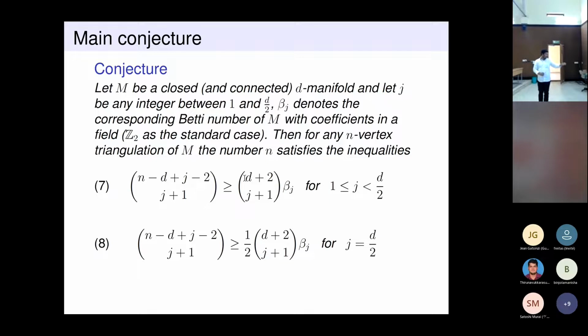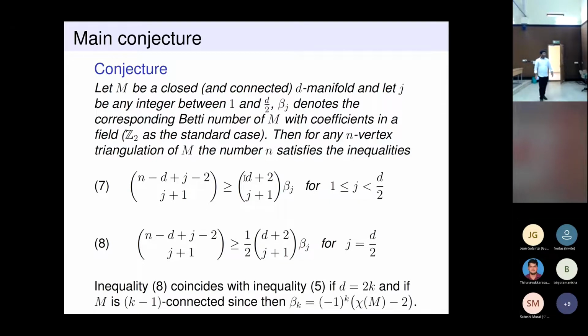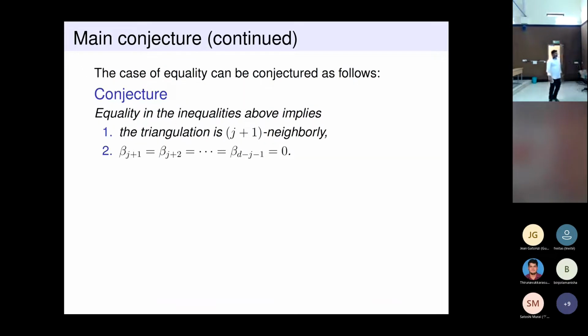Next. Now here one can check that if d equal to 2k and if M is (k minus 1)-connected, then beta k equal to this number. And therefore this inequality 8 coincides with inequality 5.